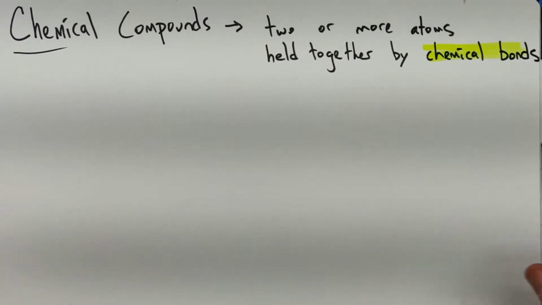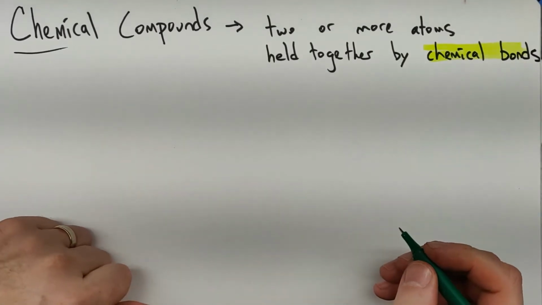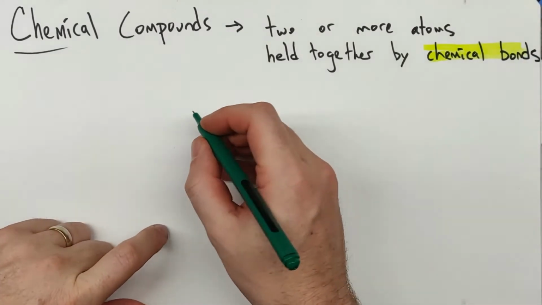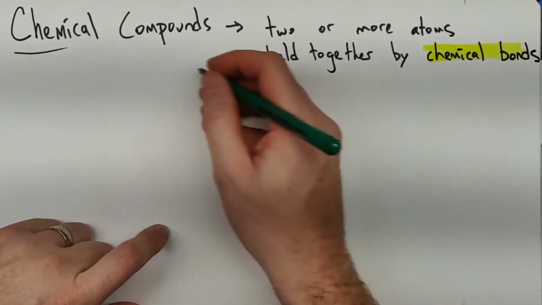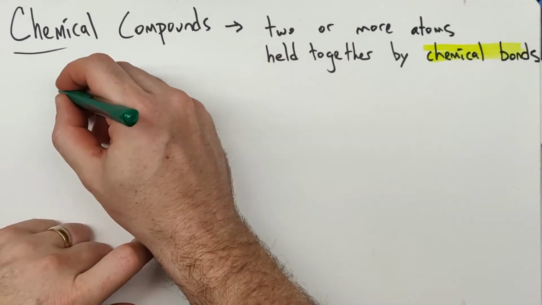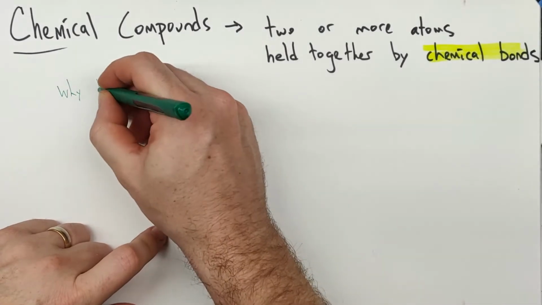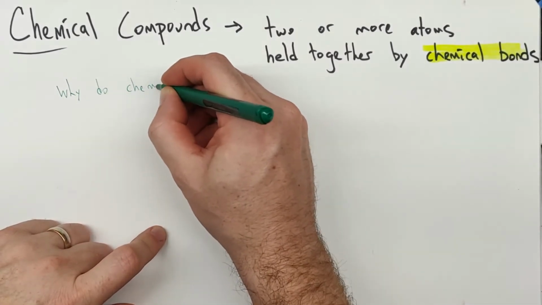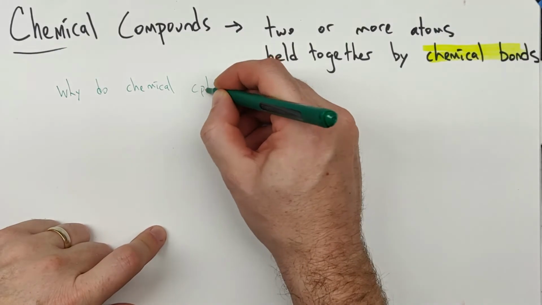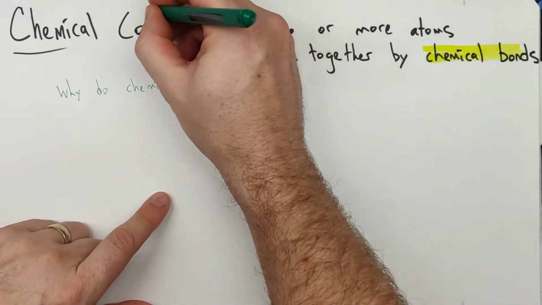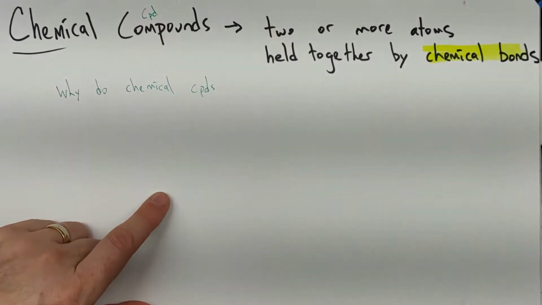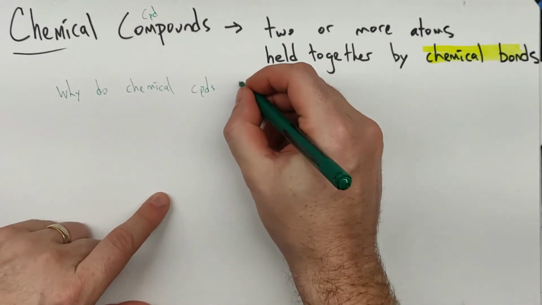What I want us to first address is, why do chemical bonds form? Why do we get chemical compounds? And there's a pretty simple or straightforward answer to that. So we're going to ask this. I'm going to try and set it up like an outline. So why do compounds form? We've used this abbreviation before, and we're going to use it again now. Compound, I'll abbreviate CPD to save a bunch of writing. So why do chemical compounds form?